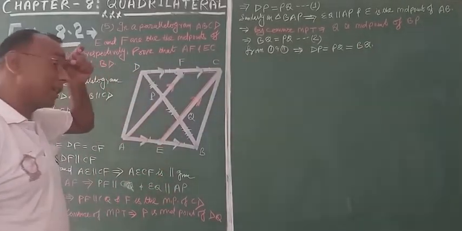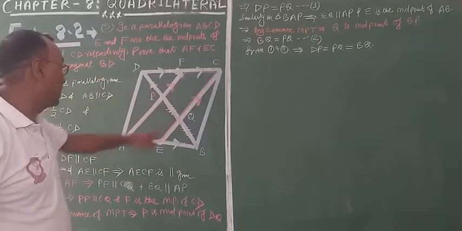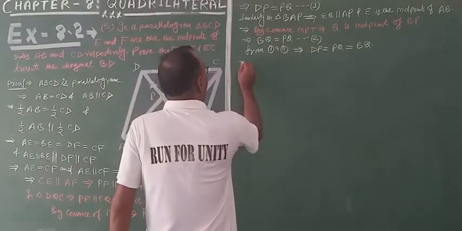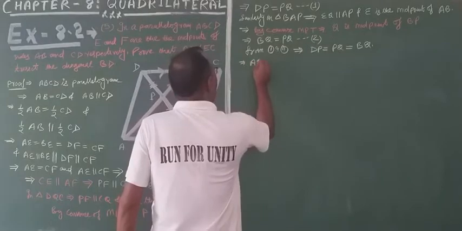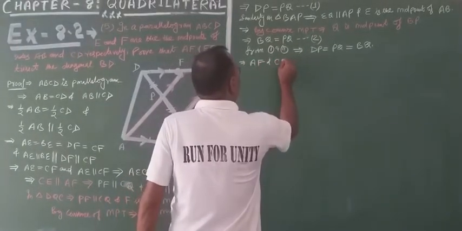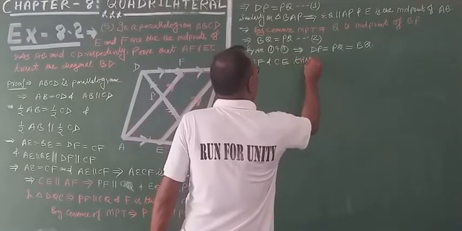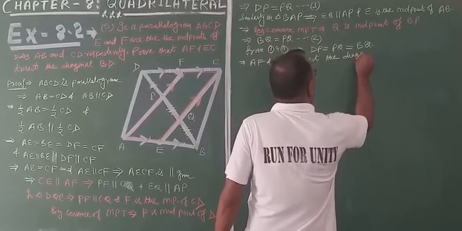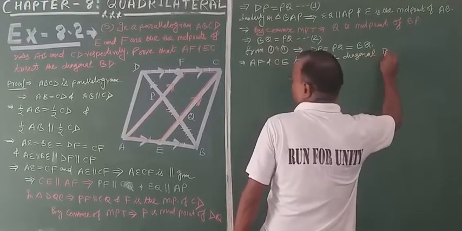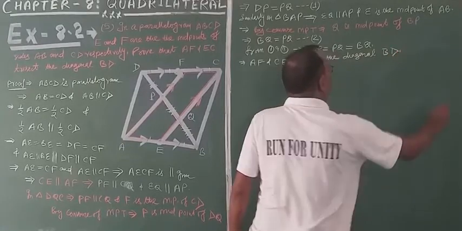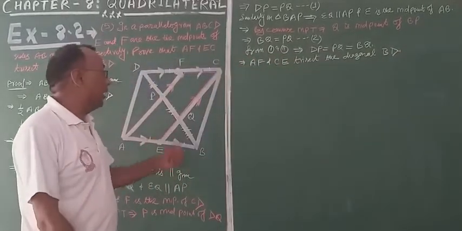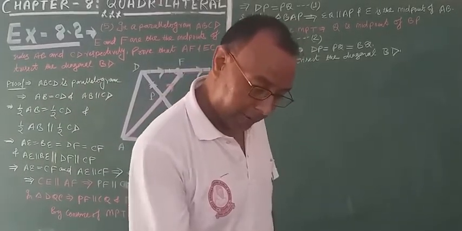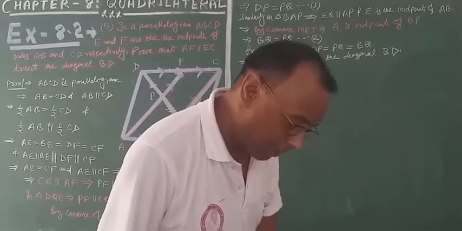All these three parts are equal. And why these three parts are equal? Because they are trisected by AF and EC. Therefore, AF and CE trisect the diagonal BD. In this way, we can prove that AF and CE trisect the diagonal BD.